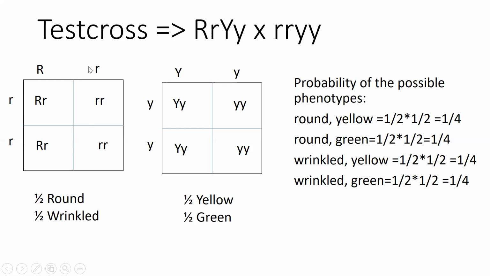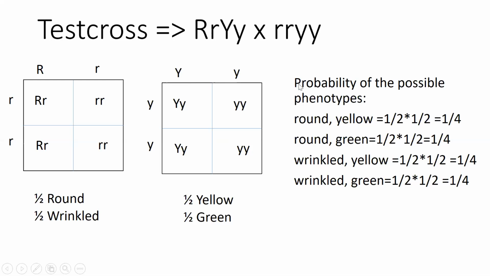So when we do this with big R, little r crossed with little r, you get half round, half wrinkled, right? Then you look at this guy with big Y, little y, crossed with little y, little y. So you get half yellow, half green, right? Because of what we label them as, okay?